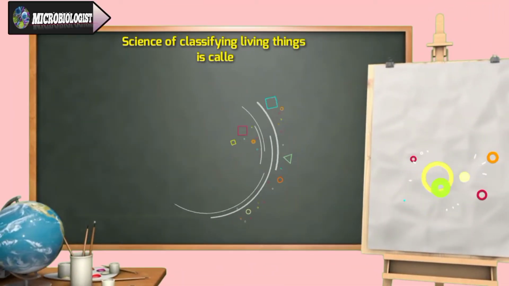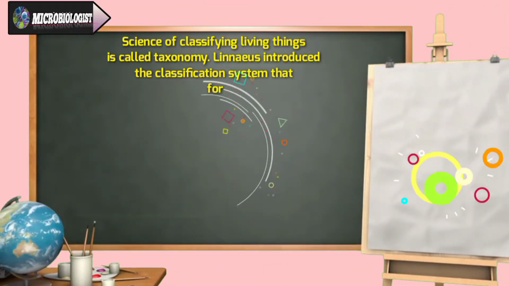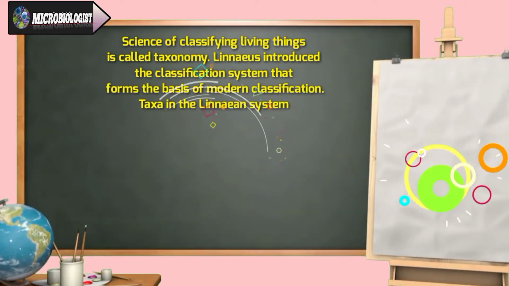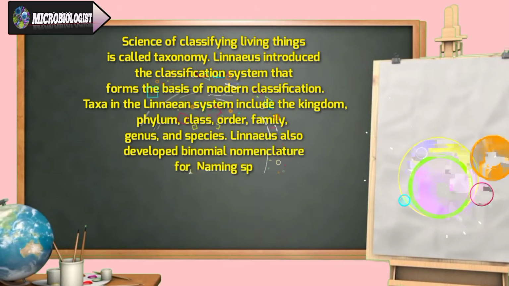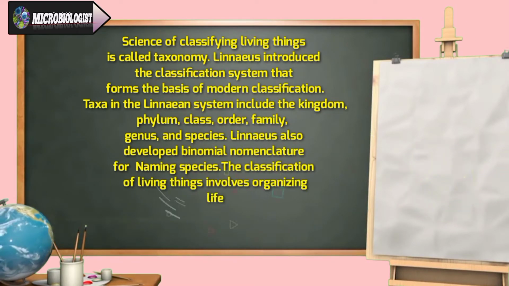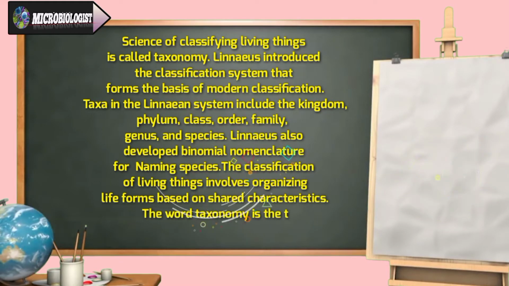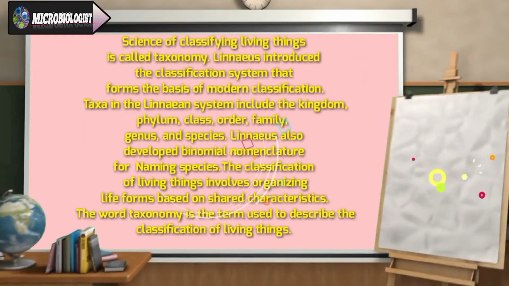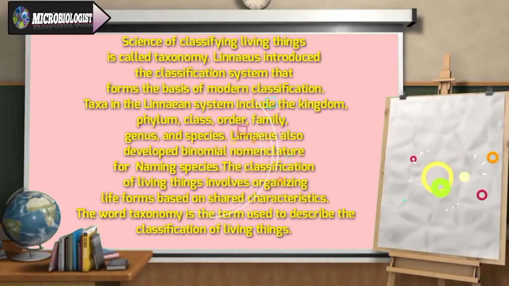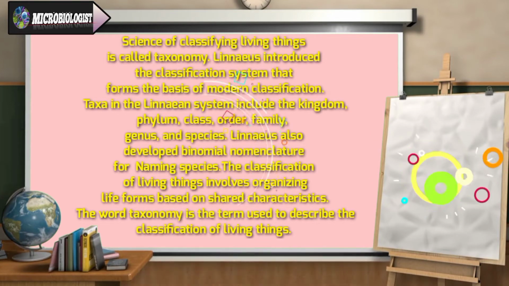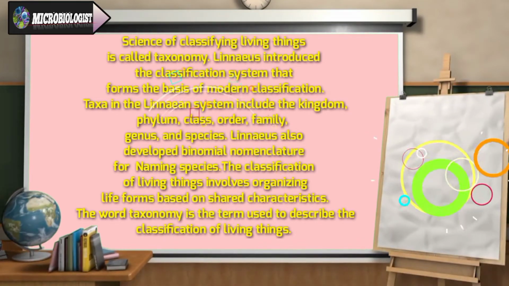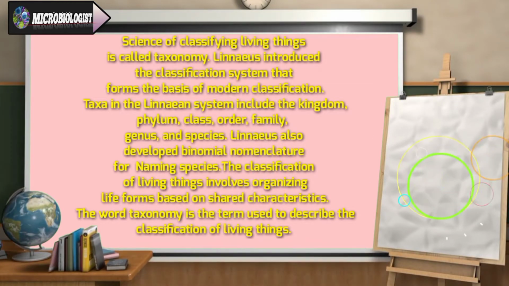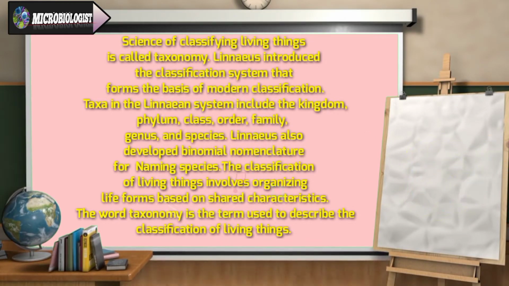The science of classifying living things is called taxonomy. Linnaeus introduced the classification system that forms the basis of modern classification. Taxa in the Linnaean system include the kingdom, phylum, class, order, family, genus, and species. Linnaeus also developed binomial nomenclature for naming species. The classification of living things involves organizing life forms based on shared characteristics. The word taxonomy is the term used to describe the classification of living things.